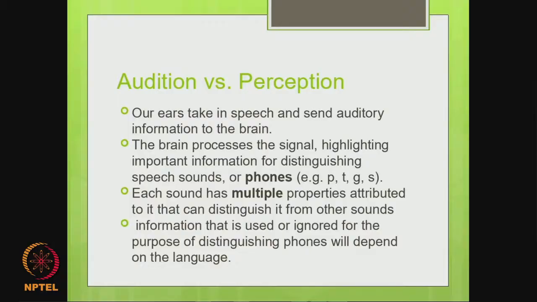So I want to turn to an important distinction, which is audition versus perception. Audition is what your ears are doing. The sound comes in, your ears are taking speech sounds in and sending these auditory signals to the brain. And then the brain is doing some processing. Remember all those different kinds of information. The brain is highlighting important information for distinguishing the sounds of your language, the language that you are speaking. So distinguishing P from T from G from S.